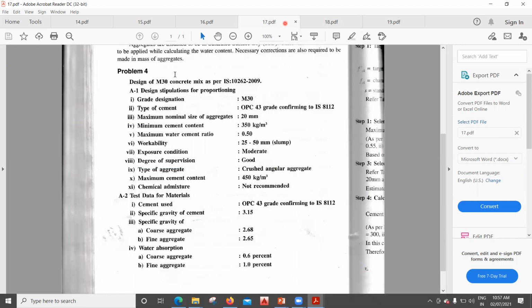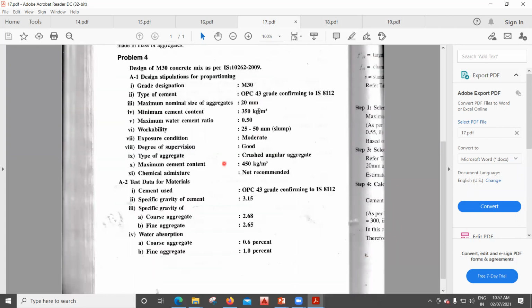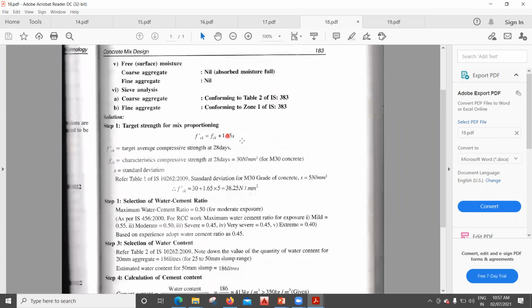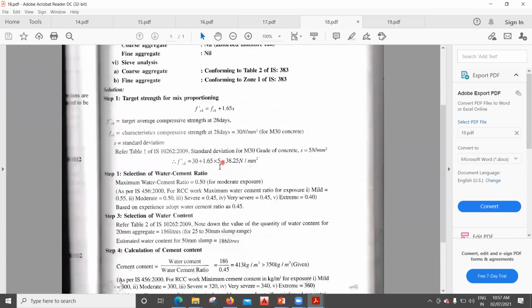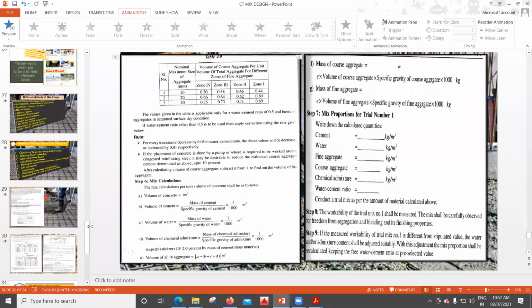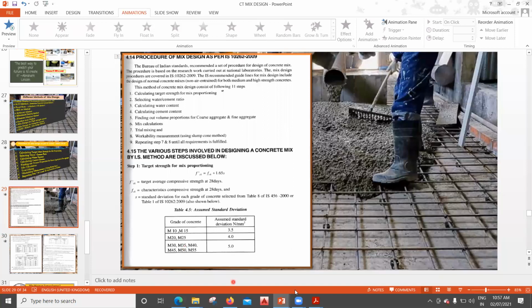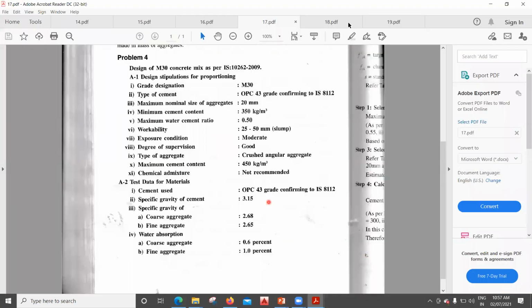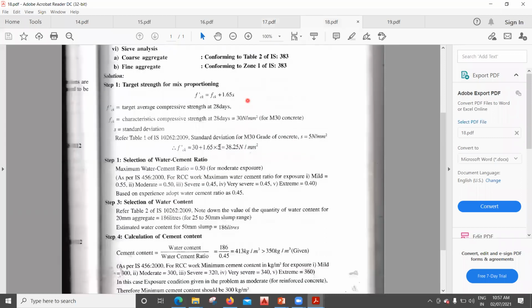Again for M30 you have to prepare the mix, same question, nothing changes, so I will not go into detail again. First thing first, the target strength f'ck. The standard deviation will be 5 here because the grade they have given is M30. Corresponding to the M30 grade, our standard deviation is going to change. For M30, the standard deviation will be 5. So 1.65 into 5 you do.